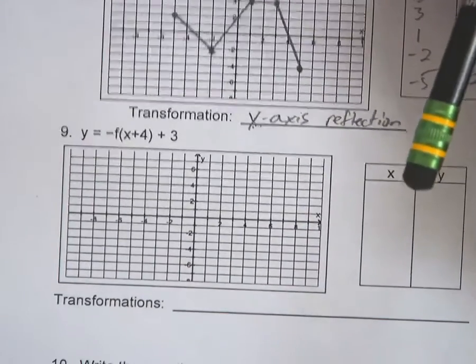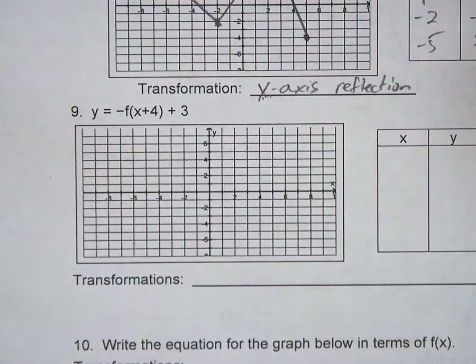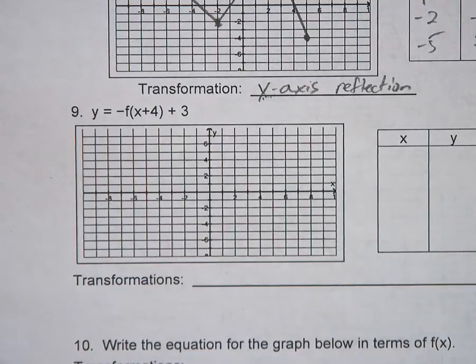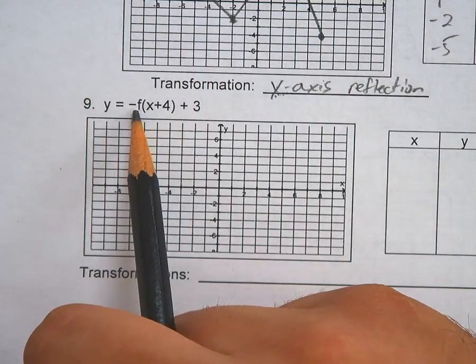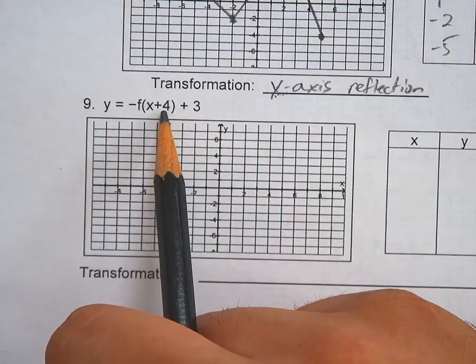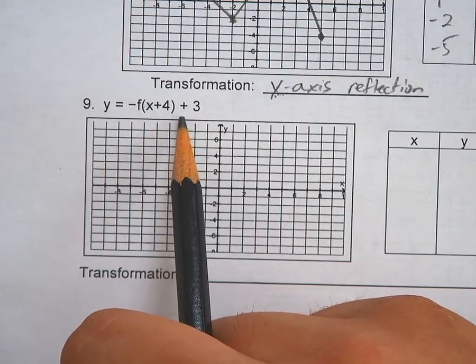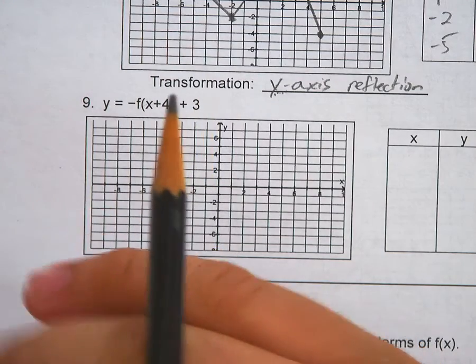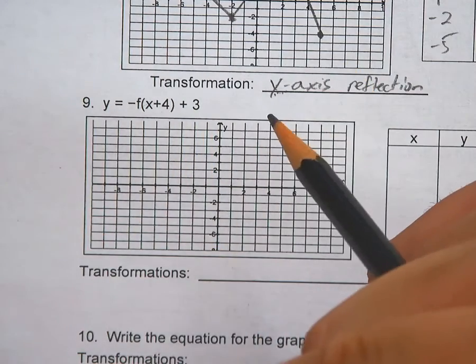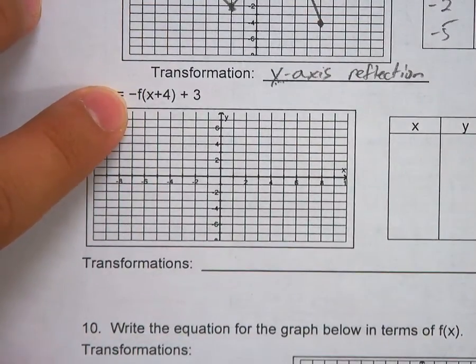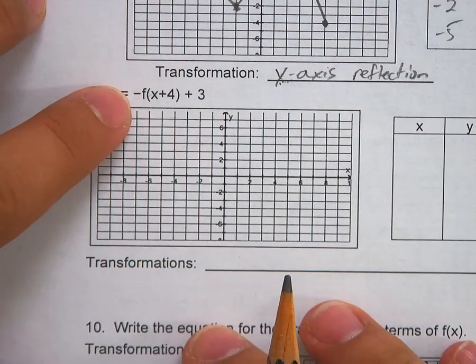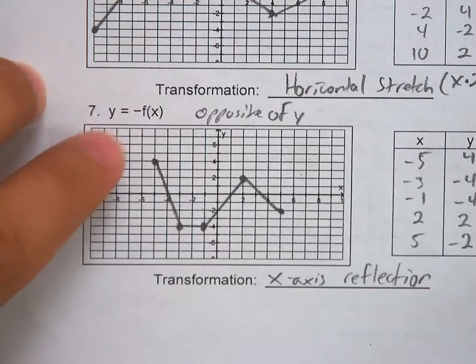Number 9. Look at number 9. Take a second and identify everything you've got going on there. How many things do you have happening there? I see 3. I see a negative here, I see an x plus 4 here, and I see a +3 here. So for a moment, let's write the transformations down of what's actually happening. The very first thing you do is label whether it's a reflection or not. If the negative is outside of f, like it is on this one, we called that an x-axis reflection, right?